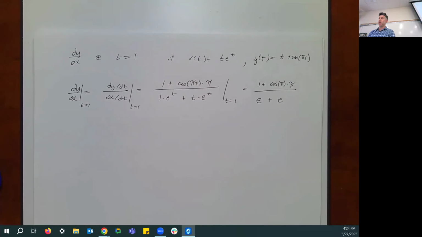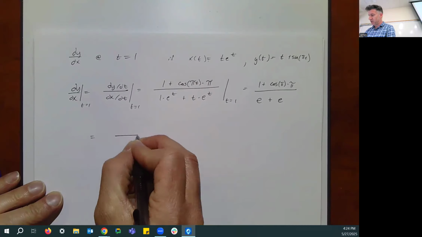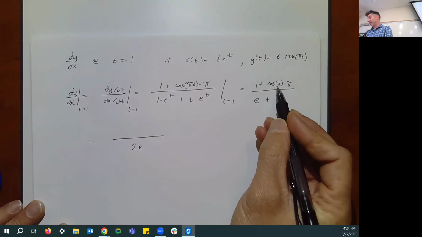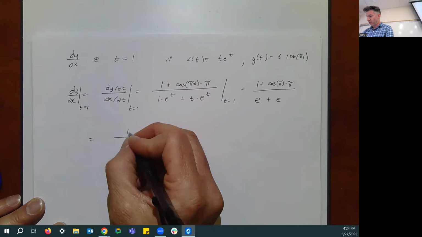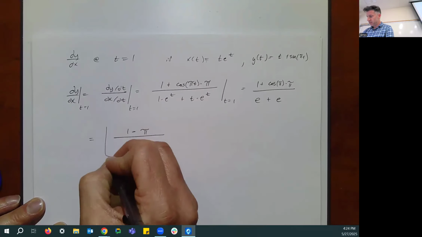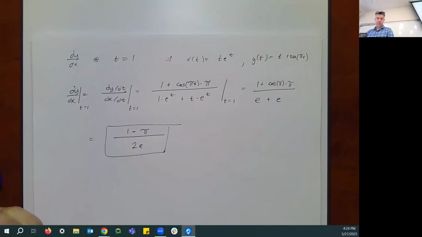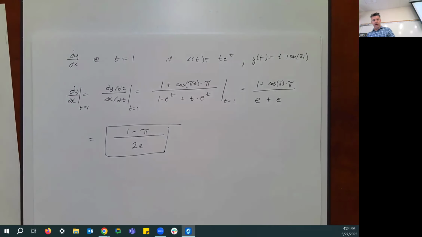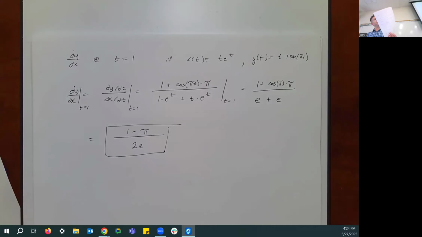And again, this is technically a correct answer. We could leave it here. The only amount of simplifying you can really do is, I guess, two things. e plus e is clearly 2e, and cosine of pi is -1, so this numerator is actually 1 minus pi. But he doesn't even do that. He just leaves this. Oh yeah, well maybe he does. It's hard to tell with his cutoff.